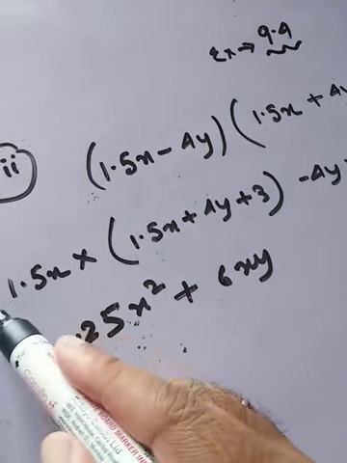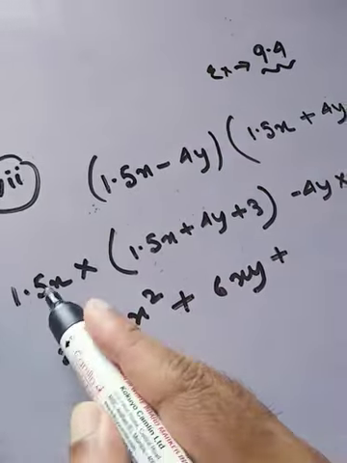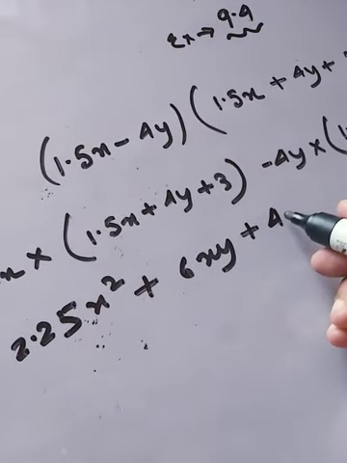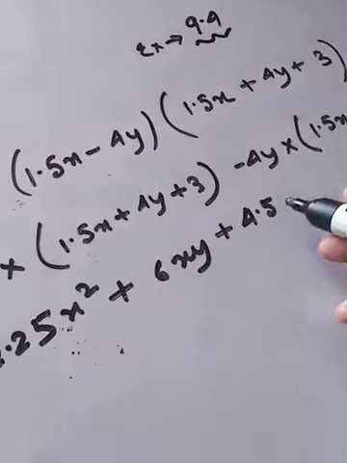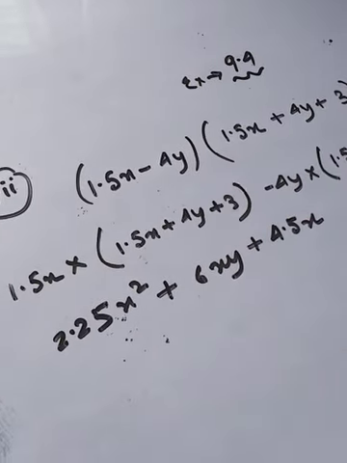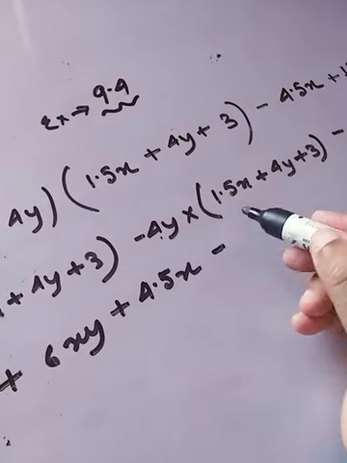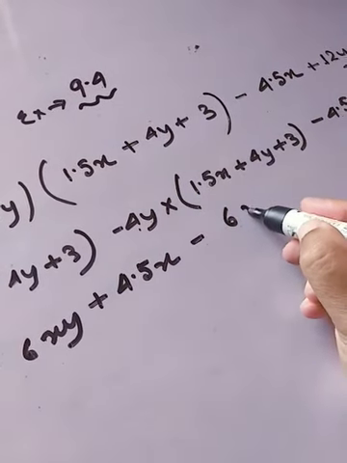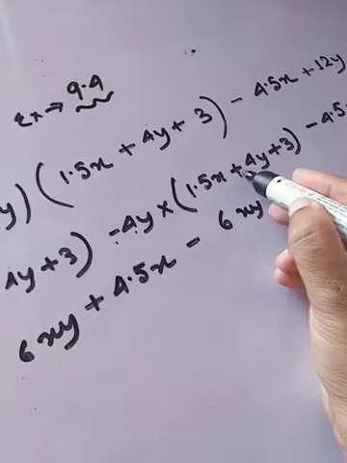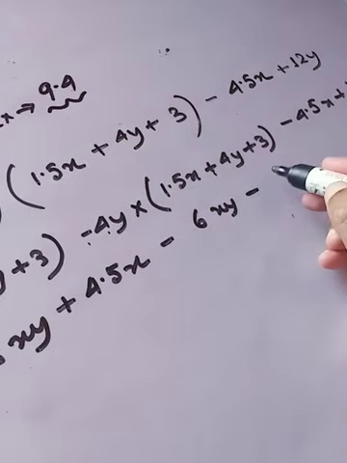Okay. And plus plus is again plus. So 1.5 into 3 is 4.5, and there is one x also there. Okay. Be careful with the multiplication. Minus. Now 4 into 1.5 is again 6xy. Minus plus is minus. 4 into 4 is 16.